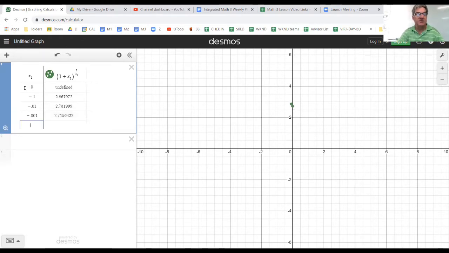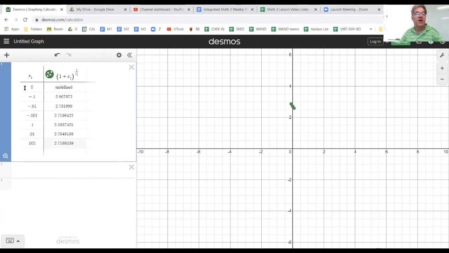Let's do it from the positive side. That would be 0.1, 0.01, and then finally 0.001. So this gives me those 2 values that I have from the whiteboard, we were just up there a minute ago. I have this one, and then I have this one.